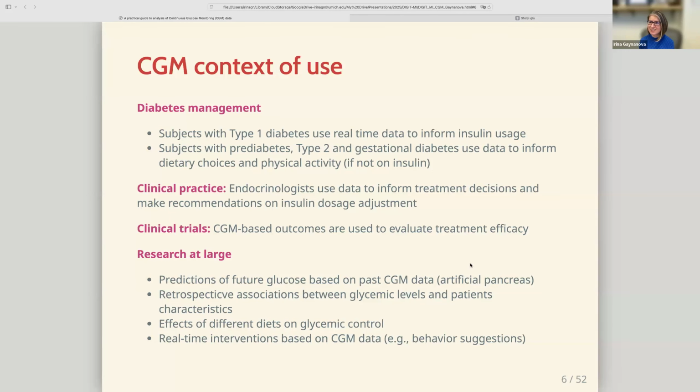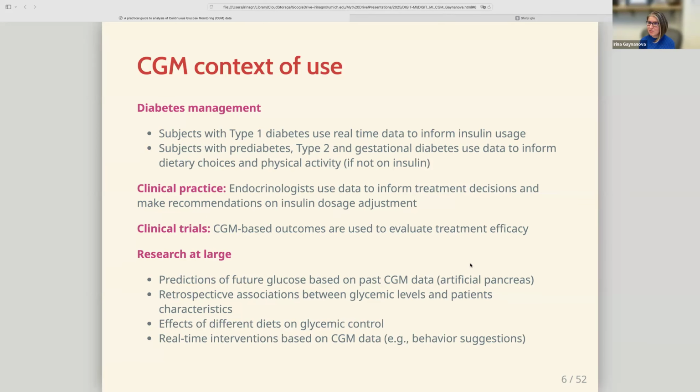So within diabetes still, there is a lot of interest in artificial pancreas systems, where CGM data can be paired with an insulin pump in a predictive model to optimize insulin dosage based on the predicted glucose values. But as we get larger scale data, we can also look at the retrospective associations between CGM-based measures and various patient characteristics, for example, age or lipid levels and so forth. We can look at the effect of nutrition and different diets on glycemic control, and this does not have to be within the diabetes population, it could be other populations.